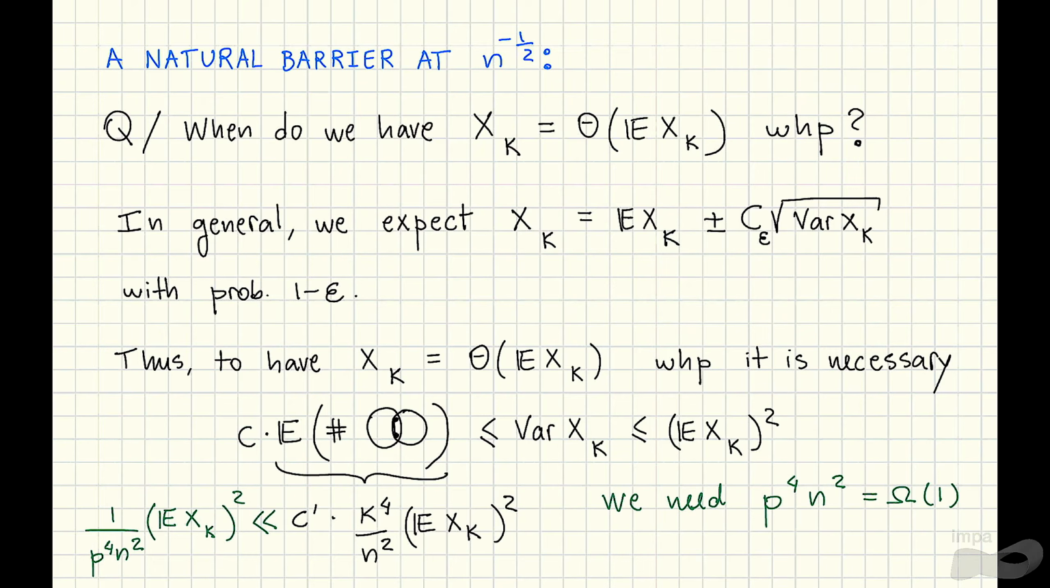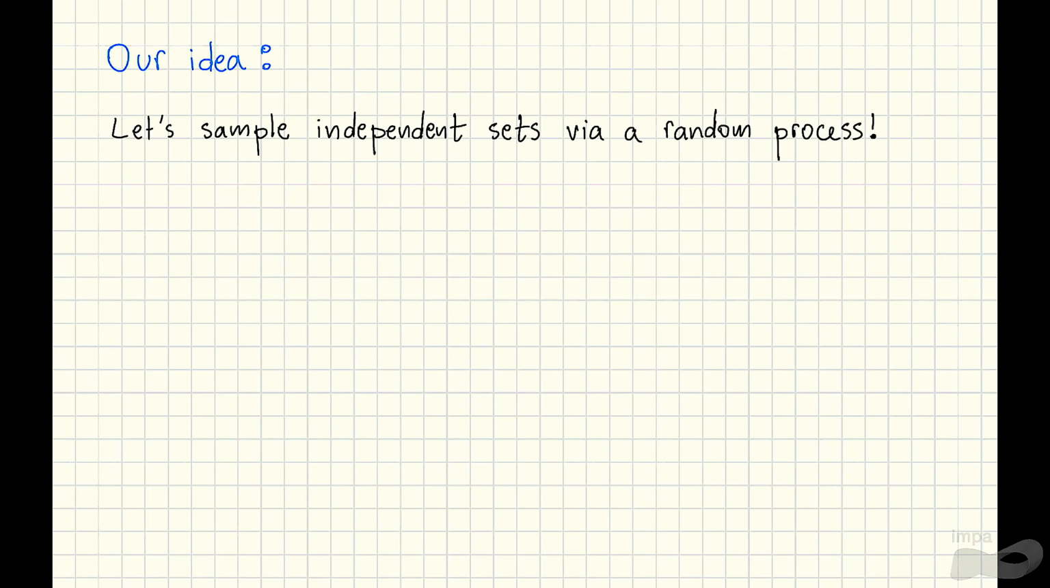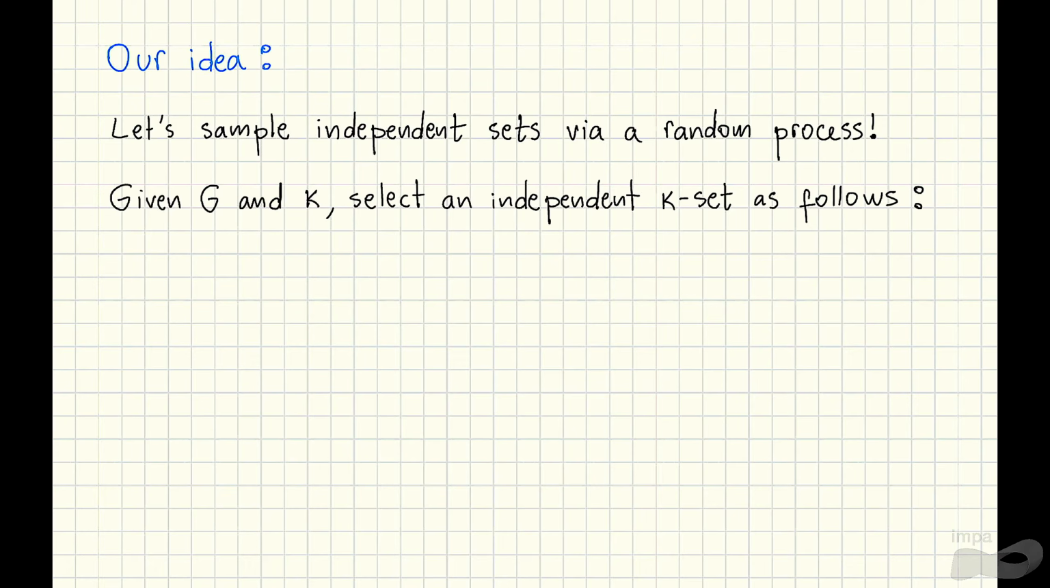So this is a barrier in their method, and how we overcome this barrier is that instead of sampling the independent sets uniformly at random, you select vertex by vertex, uniformly at random. So let's define the process. Given your graph G and K, which is going to be a constant times the independence number, we sample an independent set as follows.